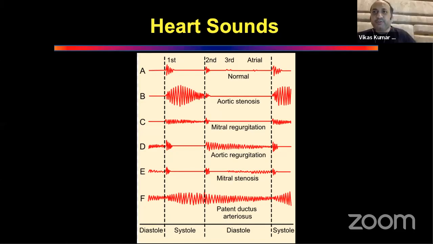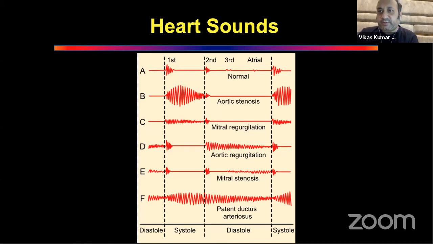Okay. So first, A is the normal heart sound. The first heart sound is due to closure of the mitral and tricuspid valves. So this is a high pitched sound. And then the second heart sound is due to closure of the pulmonary and aortic valves.